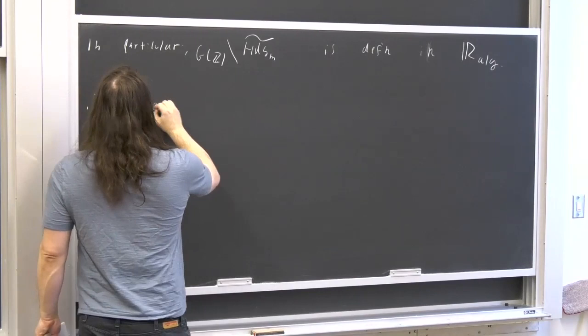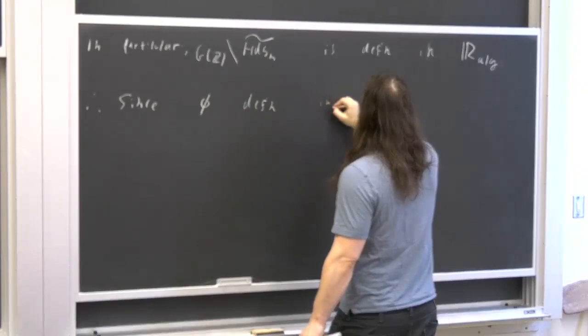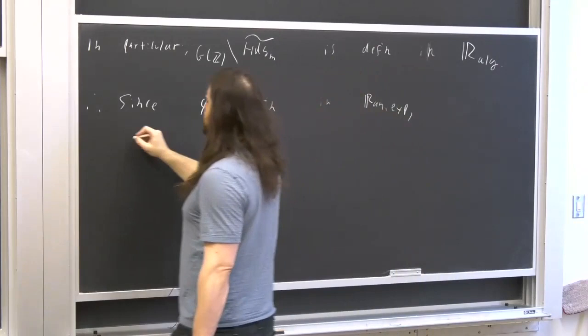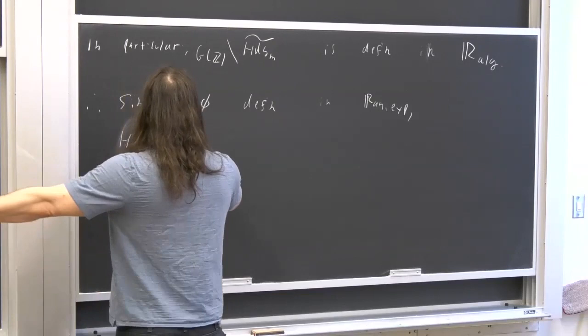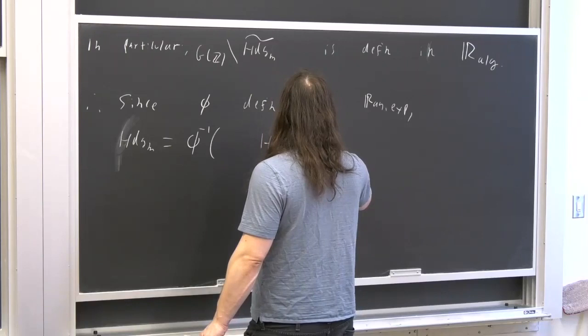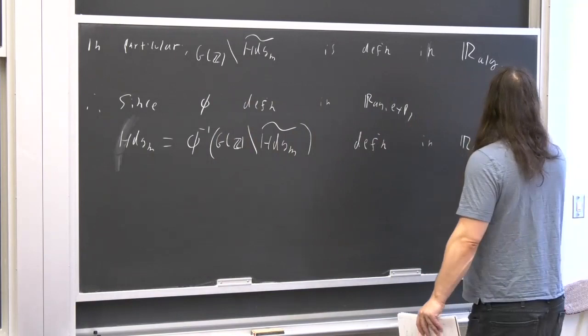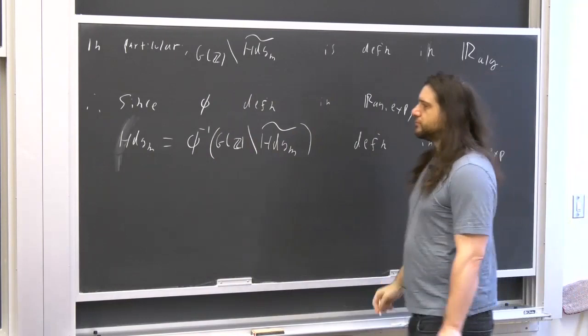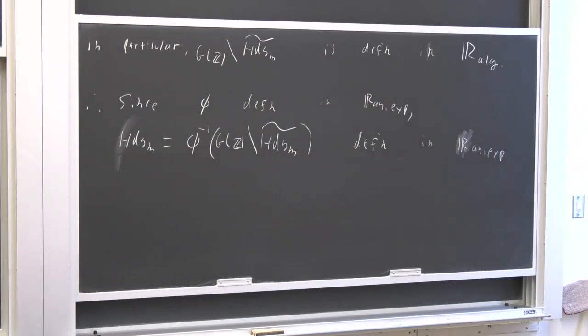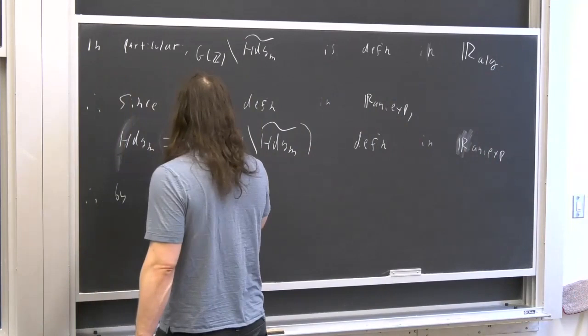Since phi is definable once you increase your structure to R_an,exp, it follows that phi inverse, that Hodge M, which we defined over there, which is just phi inverse of this set here, is also definable in R_an,exp. Okay, but now you have an analytic set which is definable in R_an,exp. So now you can apply the definable Chow theorem of Peterzil and Starchenko instead of the regular Chow theorem, as we're using in the compact case.